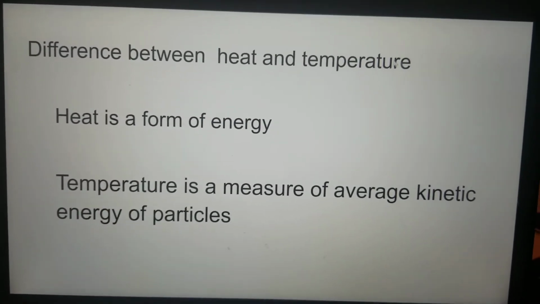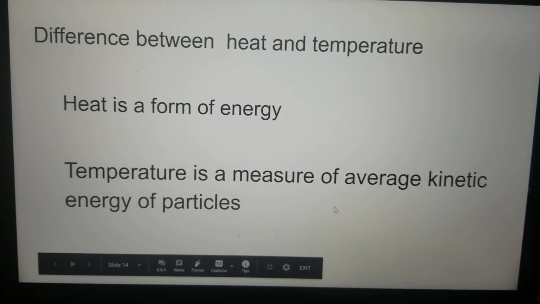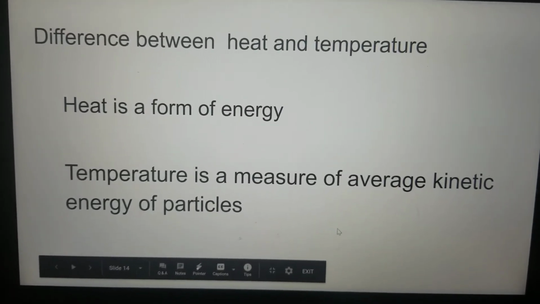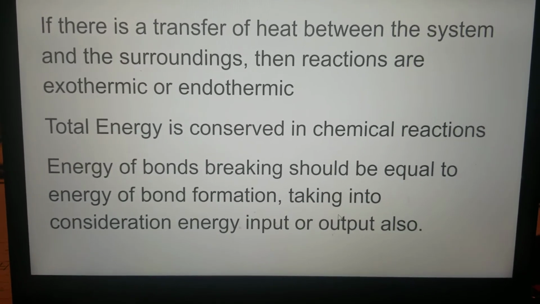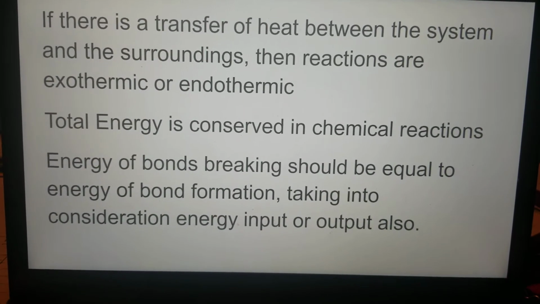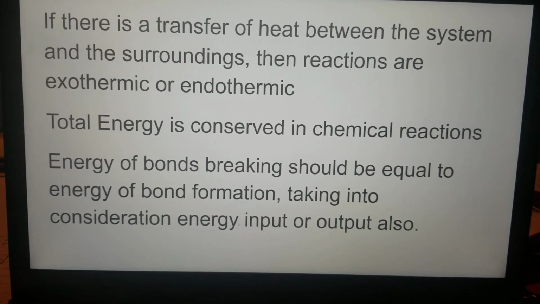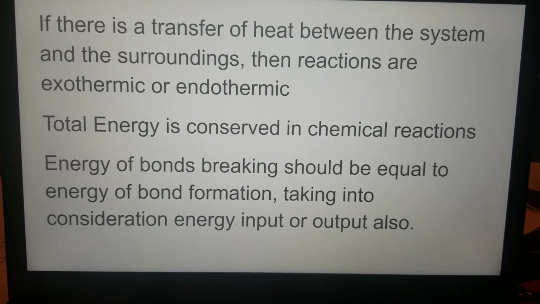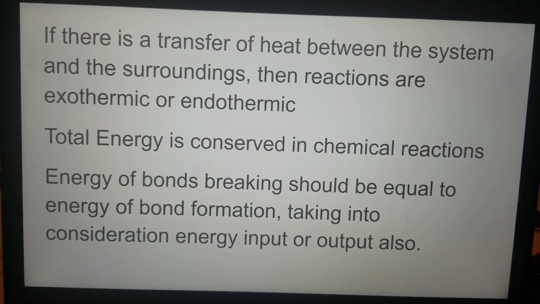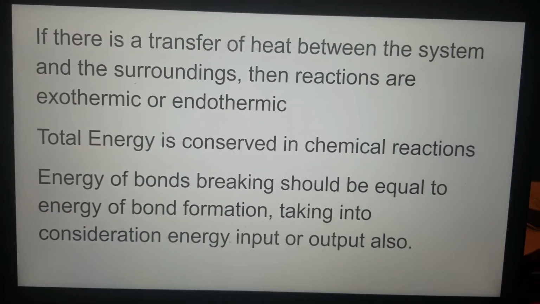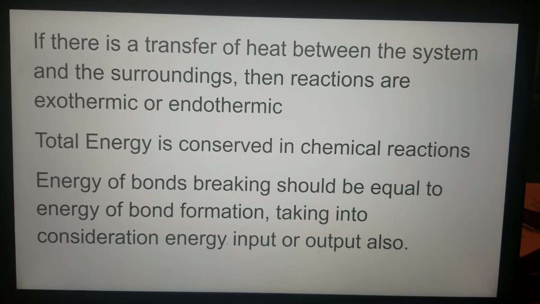Okay, next slide. And again, you should have all this written in your notes already. And if you don't, you're behind. Okay, if there's a transfer of heat between the system and the surroundings, then the reactions are exo or endothermic. Again, you guys know this already from last year. This is a review. Exo meaning exit, endo meaning in. Exothermic, heat goes out. Endothermic, heat goes in.